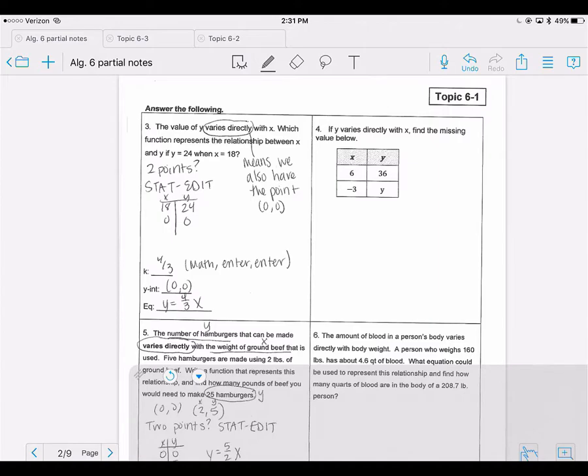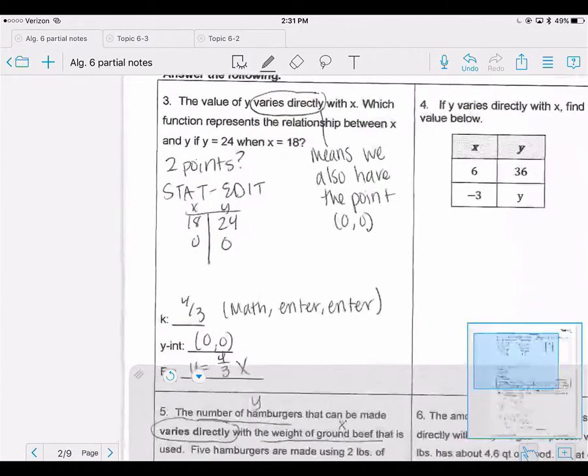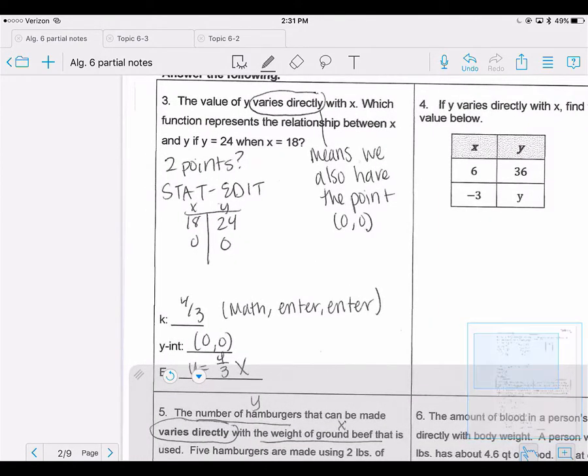So if they give us y equals 24 and x equals 18, what we can do is use 2 points. We have the point 18, 24 because they gave it to me. And then they also told me through direct variation that I would have the point 0, 0. So I plug that into stat edit and do exactly what we just did. Come up with my equation. K is 4/3, y-intercept is 0, 0, which makes sense because that's one of my points. And then I know that I have the equation y equals 4/3 x.